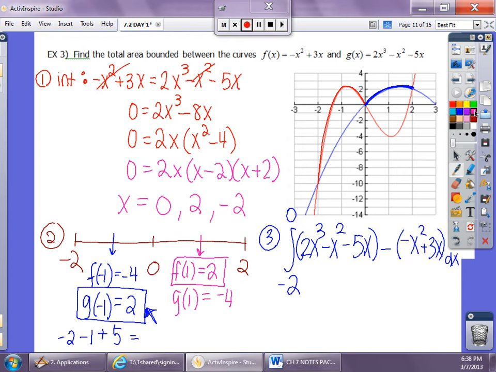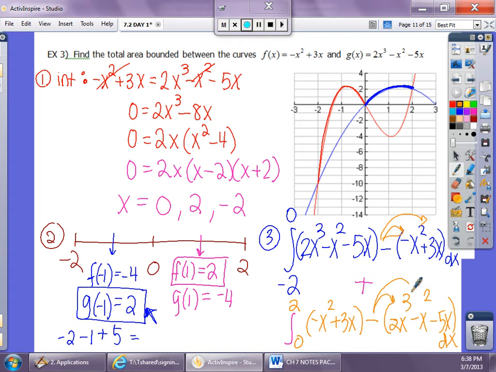And then I would physically add the other integral, which I'll do in orange, which would go from 0 to +2, my f function being my top function, -x squared plus 3x, and then my bottom function being the 2x cubed minus x squared minus 5x dx. Very long problem, but you would go through and simplify. Don't forget to distribute your negative before integrating.